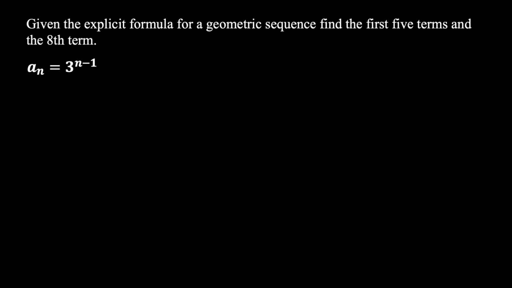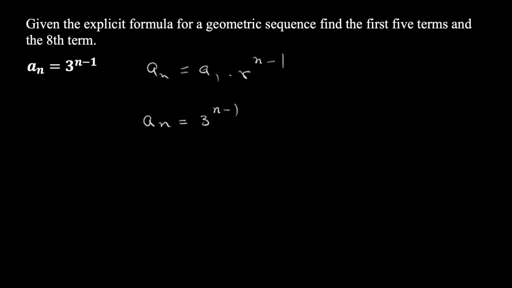Here they said, given the explicit formula for a geometric sequence, find the first 5 terms and the 8th term. The sequence is an equals 3 to the power n minus 1. The explicit formula for a geometric sequence could be written in the form an is equal to a1 times r to the power n minus 1. This is called the explicit formula. So here we have an is equal to 3 to the power n minus 1.